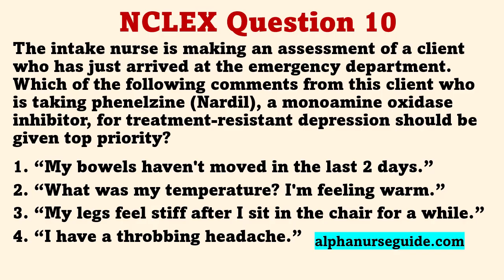The correct answer is 4. I have a throbbing headache. Rationale. A serious, life-threatening reaction to MAO inhibitors is hypertensive crisis. Although this medication is inclined to reduce blood pressure, in combination with too much tyramine, blood pressure can rise to a dangerous level. A throbbing headache could be a significant indicator of an impending crisis.